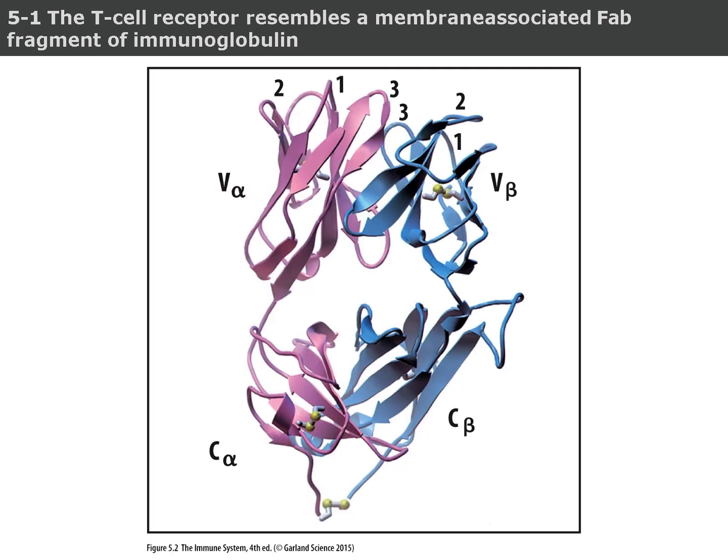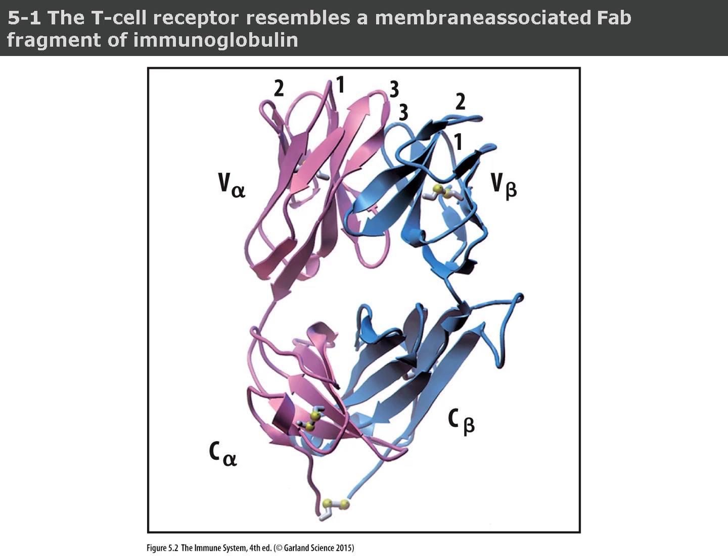This three-dimensional structure shows a T-cell receptor made up of two chains, alpha and beta. Each chain contains a variable region at the top and a constant region at the bottom. Together, the variable regions form the antigen binding site. The overall shape and domain arrangement are similar to one arm of an antibody. The beta chain is shown in blue and the alpha chain in purple.